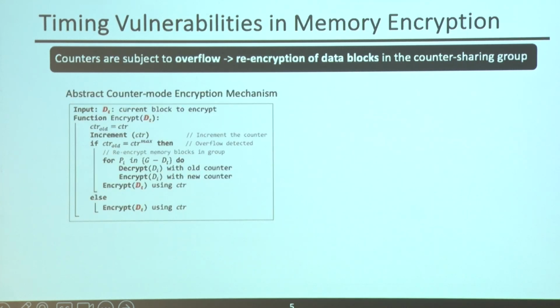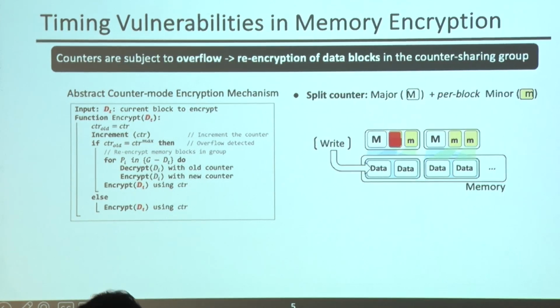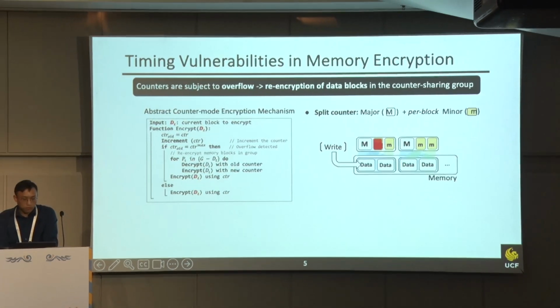We formulate a general abstract counter mode encryption mechanism, which is shown on the left side, and we examine it under a split counter design. If there is a write operation to one data block, this typically involves first incrementing a minor counter, and then checking whether an overflow occurs. If there's no overflow, then we can safely encrypt the current block with the incremented minor counter. On the other hand, as we have more writes to the data block, we increment the counters more and more, and eventually we are close to the point of saturation.